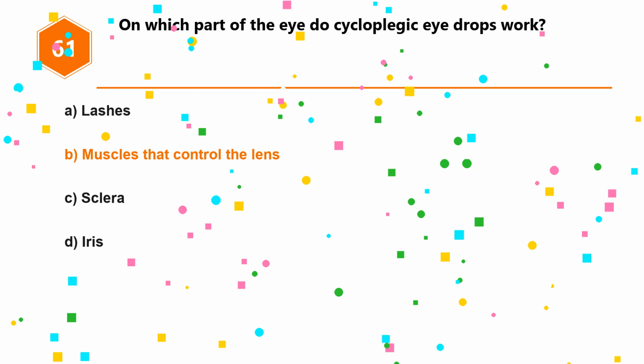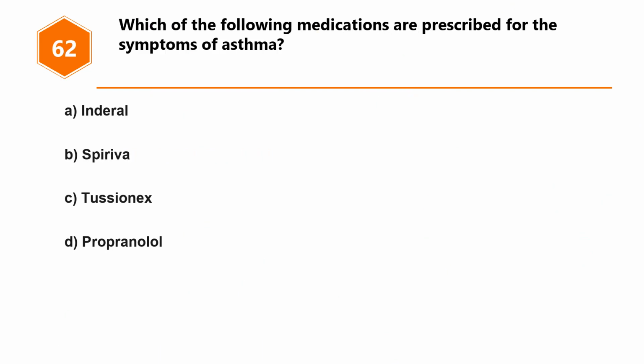The correct answer is option B. Muscles that control the lens. Question 62. Which of the following medications are prescribed for the symptoms of asthma? Option A, Inderal. Option B, Spiriva. Option C, Tussionex. Option D, propranolol.